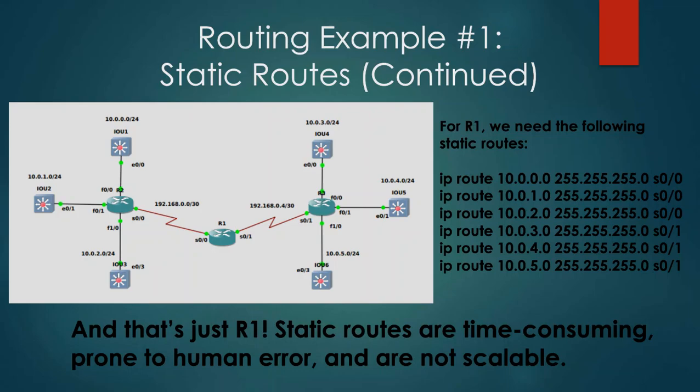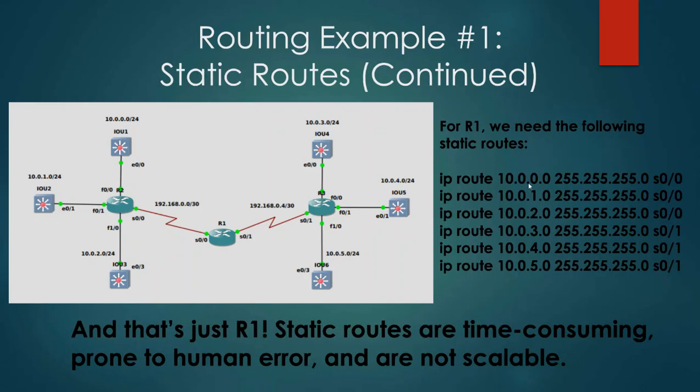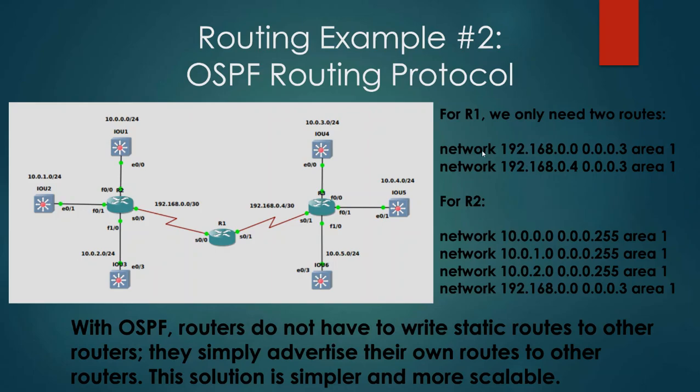Static routes are very difficult to keep track of, and honestly, they're far more work than what's really necessary. That's why OSPF is much better. As you see back here with static routes, you have to type 6 different routing commands for R1. With OSPF, you only need 2. You only need to write network commands for 2 networks.